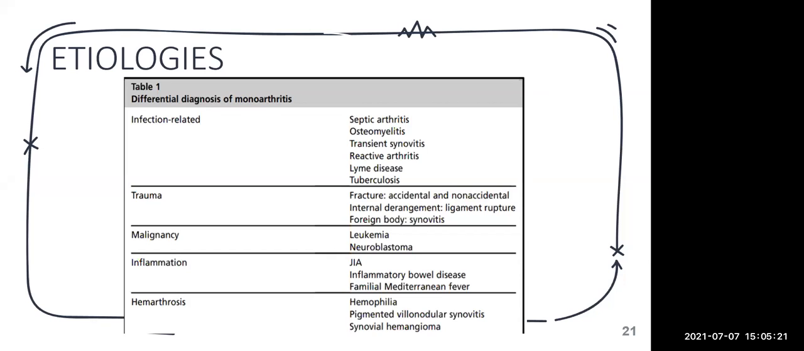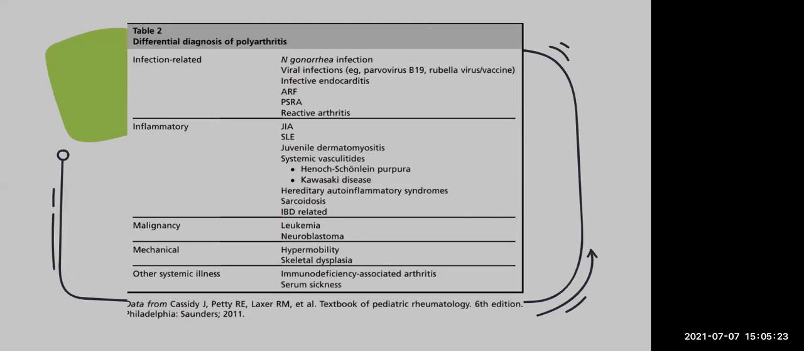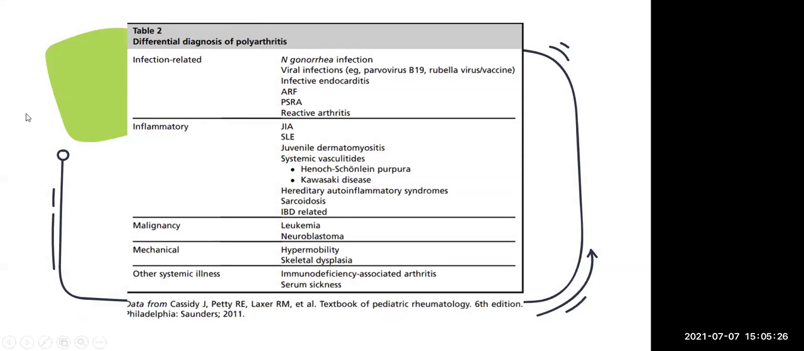For polyarthritis, it can also be infection related, such as from Neisseria gonorrhoeae infection or viral infection. However, I think usually we encounter inflammatory causes such as JIA, SLE, juvenile dermatomyositis, and so on. We also need to suspect malignancy, mechanical causes, and other systemic illness when the patient comes with polyarthritis.